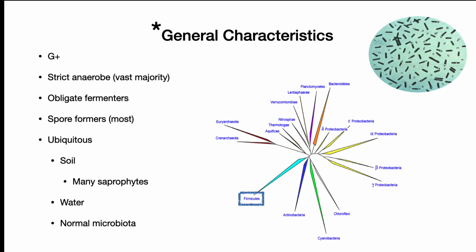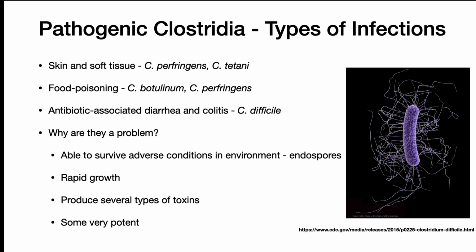So, Clostridium difficile, what are the characteristics of it? First of all, the Clostridia. These are gram-positive endospore-forming strict anaerobes and obligate fermenters. Because of their spore formation, they are ubiquitous in the environment. Clostridia in the soil live as saprophytes, degrading organic material. They can also be found in water, as part of the normal microbiota of some humans. There are pathogenic Clostridia that can cause several types of infections.